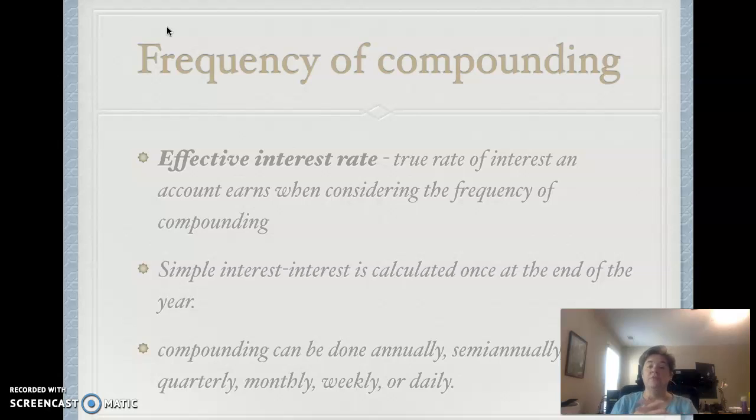All right. The next one is the frequency of compounding. This gives us an effective interest rate. An effective interest rate is the true rate of interest on an account when you consider the frequency of compounding. Let's go back to that same illustration we just had that was so easy. You got 2% interest on your account. You put in $1,000. At the end of the year, you'll have $20 more. But if they compound it twice a year, just twice a year, okay? That means at the 6-month mark, they're going to put in half of that interest.